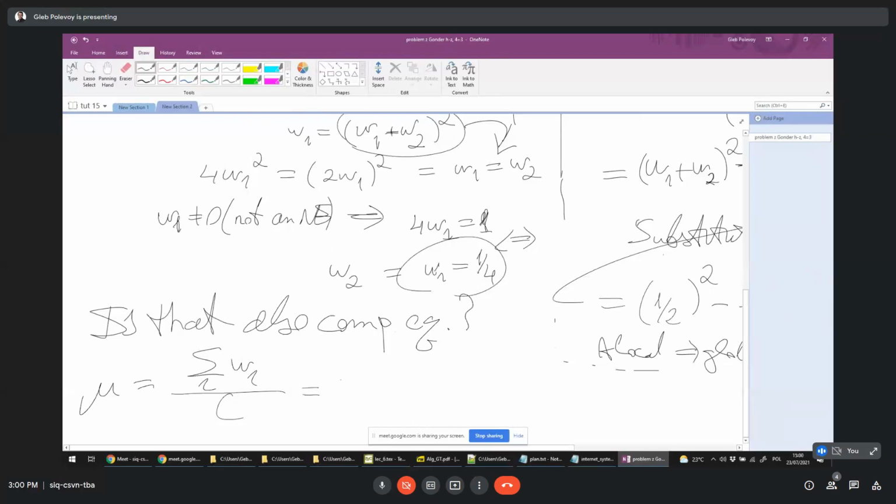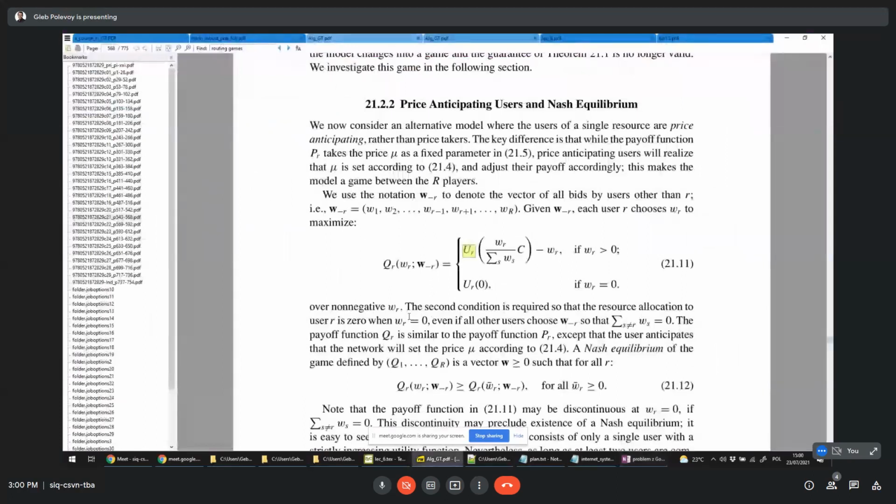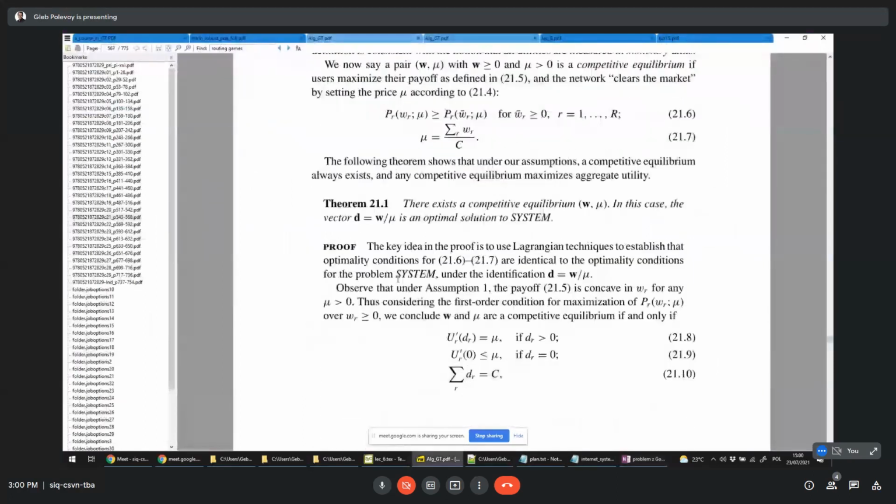1/4 plus 1/4, divided by 1. Exactly, so it's half. Now, what is this? Let's show again this function in the definition of the competitive equilibrium.